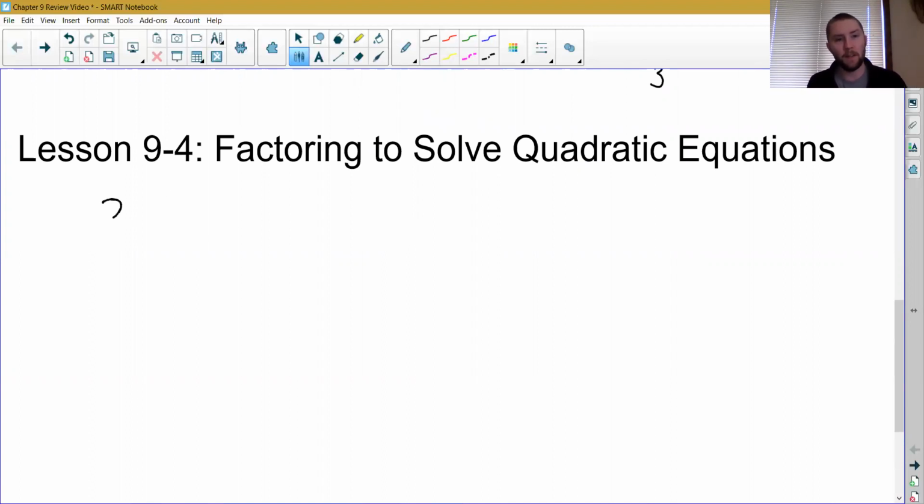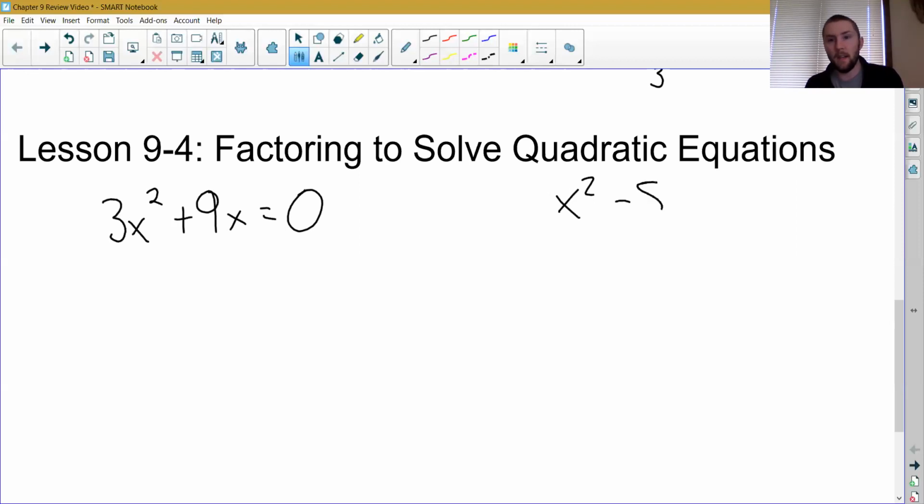One version was something like this, 3x squared plus 9x is equal to 0. The other version would be like x squared minus 8x plus 15 equals 0. So both of these quadratic equations are factorable, but they're factorable in different ways. If you remember from back in chapter 8 when we were factoring quadratic equations, the number one first thing to always look for, and we did a whole special video just on this, was a common factor before we try to do any other sort of factoring into parentheses.